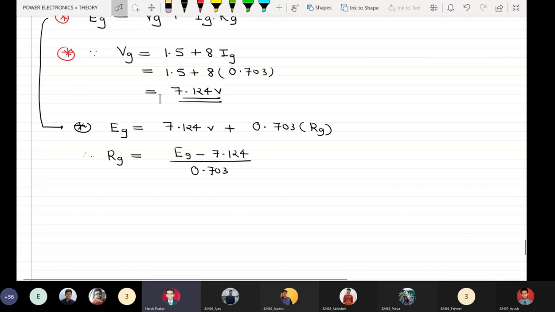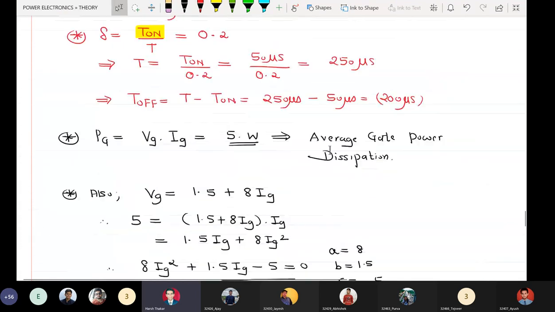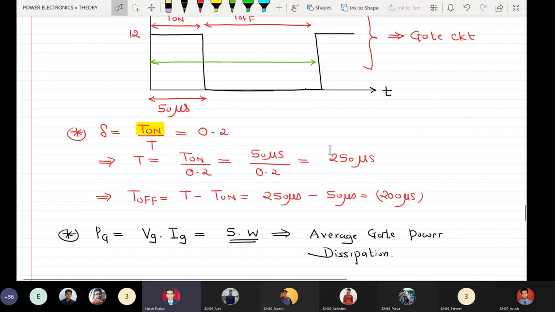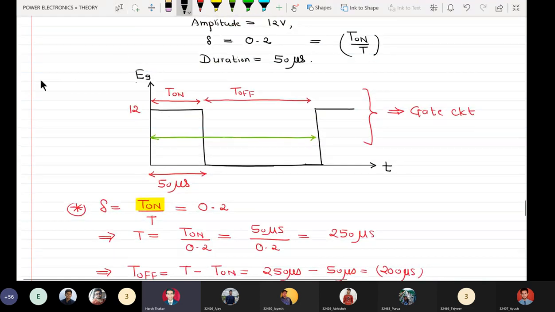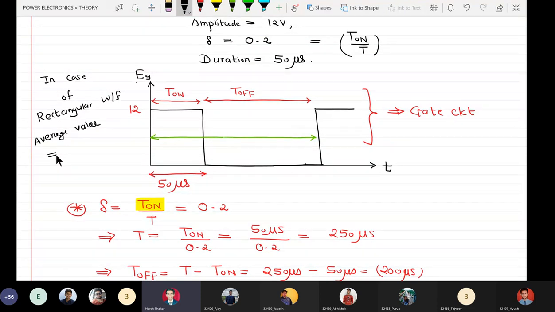Okay, so now the challenge is, what is the value of Eg? Students, understand one thing here: in case of a rectangular waveform, the average value is always equal to duty cycle into the amplitude. Okay, so we use this thing.